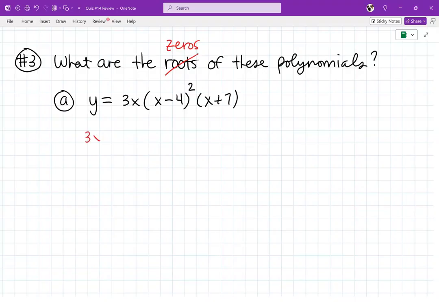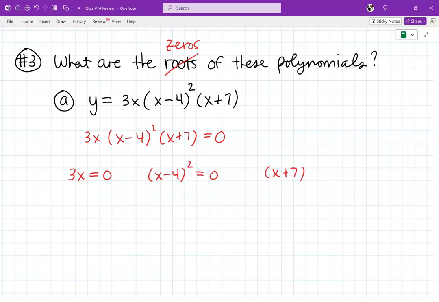So now I'm going to do that. 3x times x minus 4 squared times x plus 7 is equal to 0. And then what you're supposed to do is split this all apart and start solving. So 3x equals to 0. X minus 4 squared equals to 0. X plus 7 equals to 0. Well, if we start solving the first one, 3x equals to 0, I get to divide both sides by 3. So I get x is equal to 0. Okay, so that one's done.